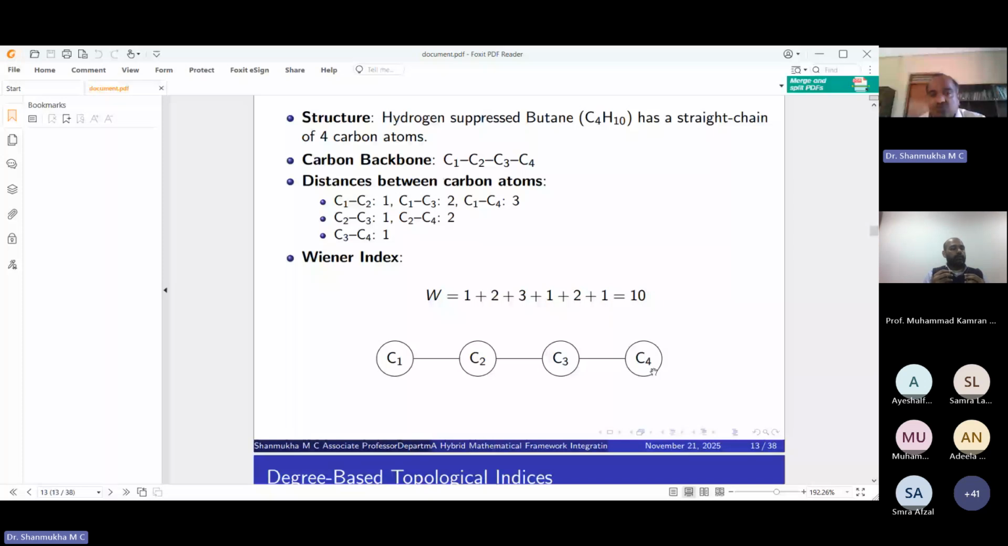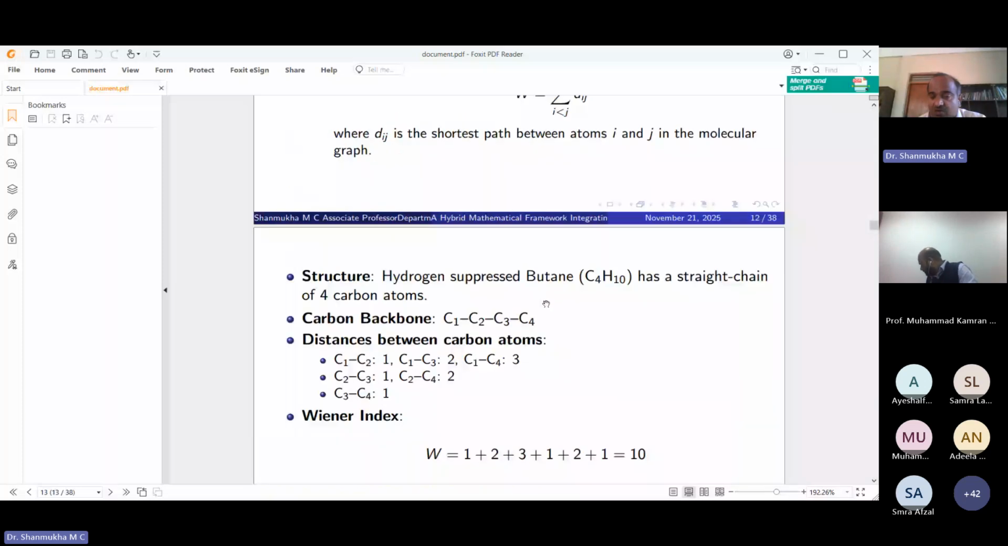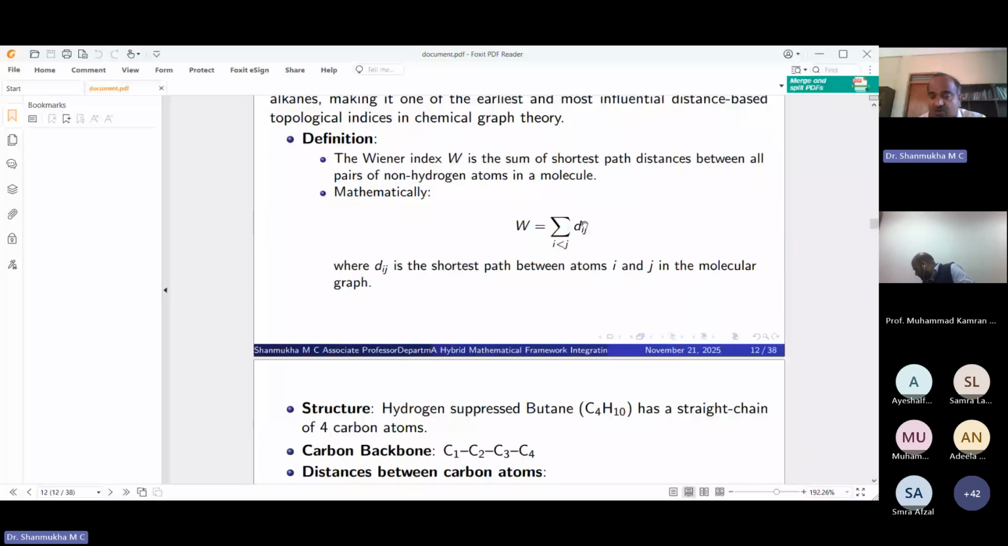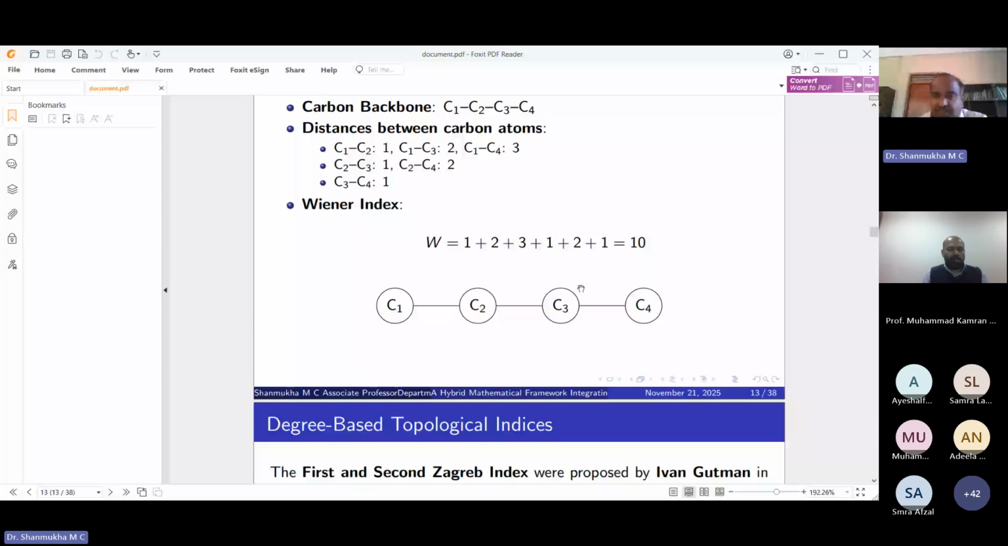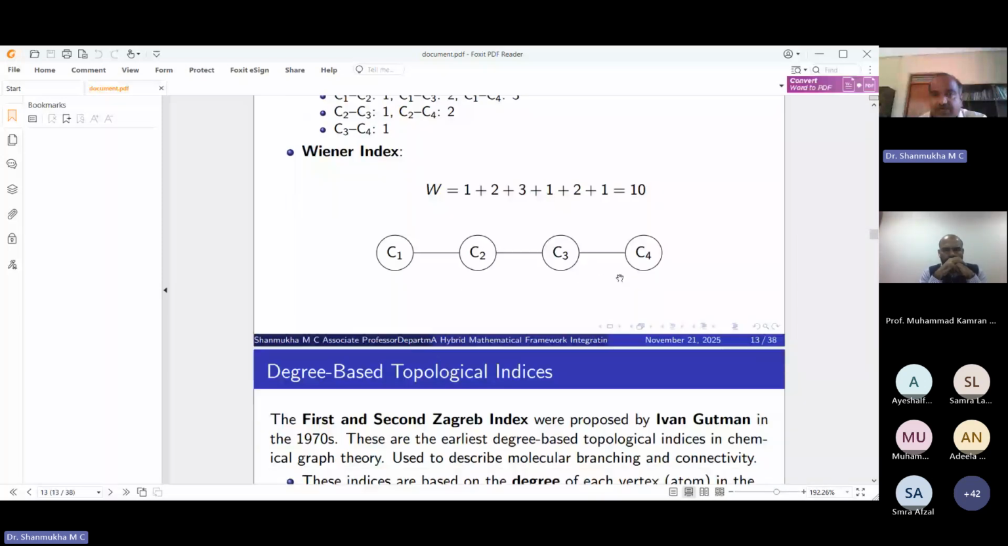Now using this in the definition of the Wiener index, W equals the summation of Dij over i less than j. Then we have 1 plus 2 plus 3 plus 1 plus 2 plus 1, so the Wiener value is equal to 10. This was the example of a distance based topological index.